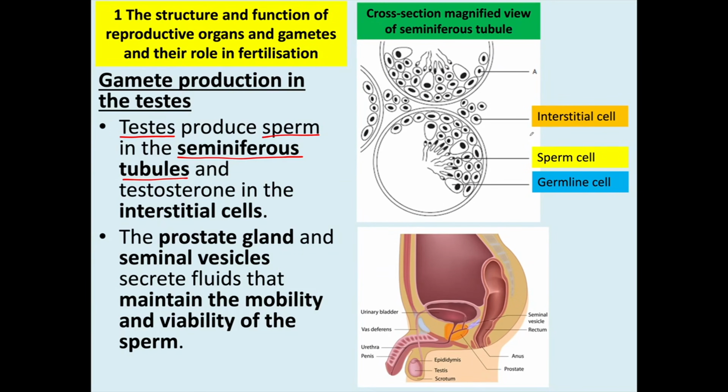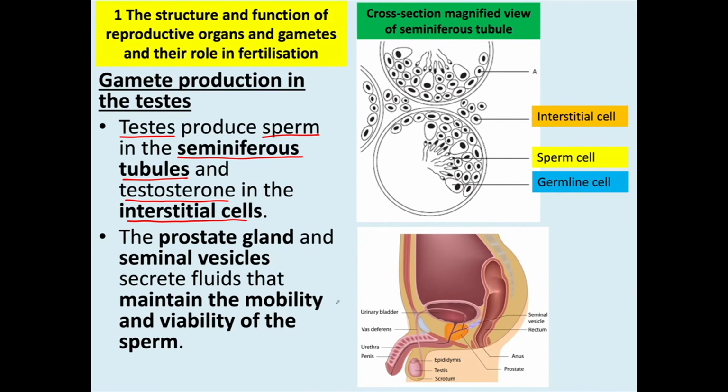And just outside of our seminiferous tubules, you can see these other cells here, which are called interstitial cells. Now, interstitial cells are important because they produce the male sex hormone testosterone. Okay, so you need to know these terms, but you also need to be able to identify them on a diagram as well. So we've got germline cells here. These are the cells that will divide to form the gametes. We have got the sperm cells here, which are starting to mature and develop, and we've got interstitial cells here outside of the tubule, and those are the ones that secrete testosterone. Okay, so you do need to remember that. That's both the structure and the function of each of these parts here.